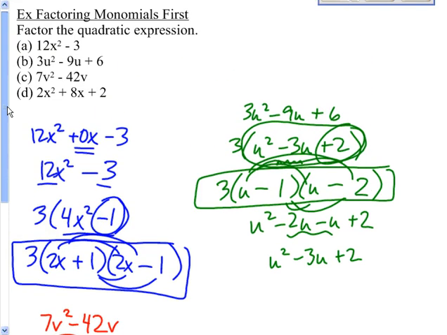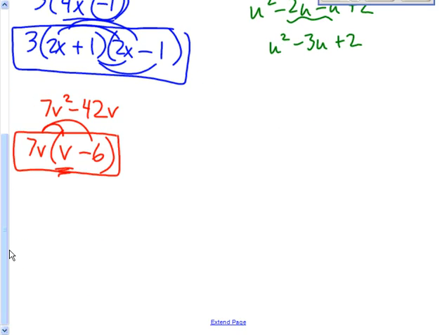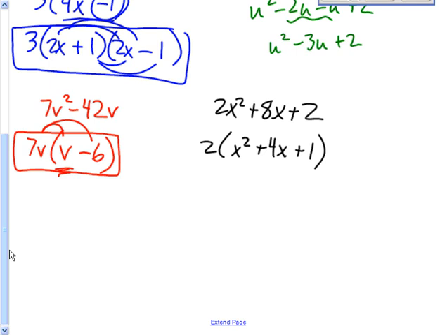Okay. 2x squared plus 8x plus 2. Okay, taking 2 out of each of those. And you're at this point, and now we're just factoring that.